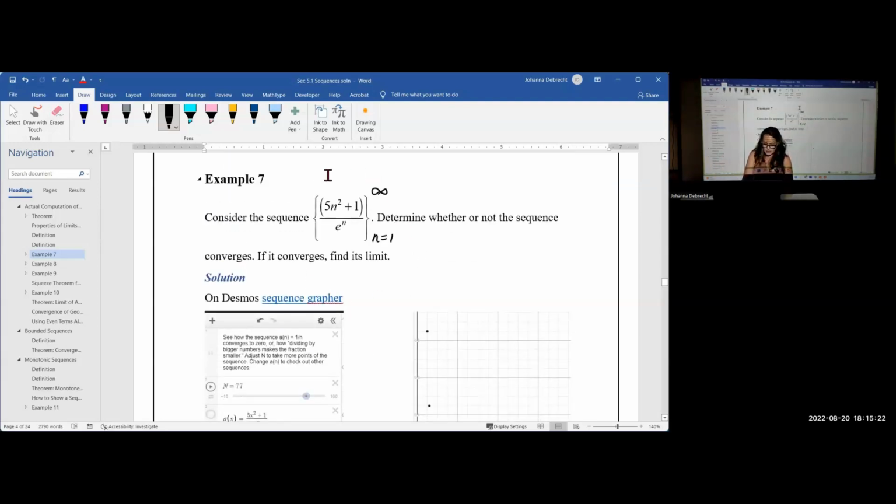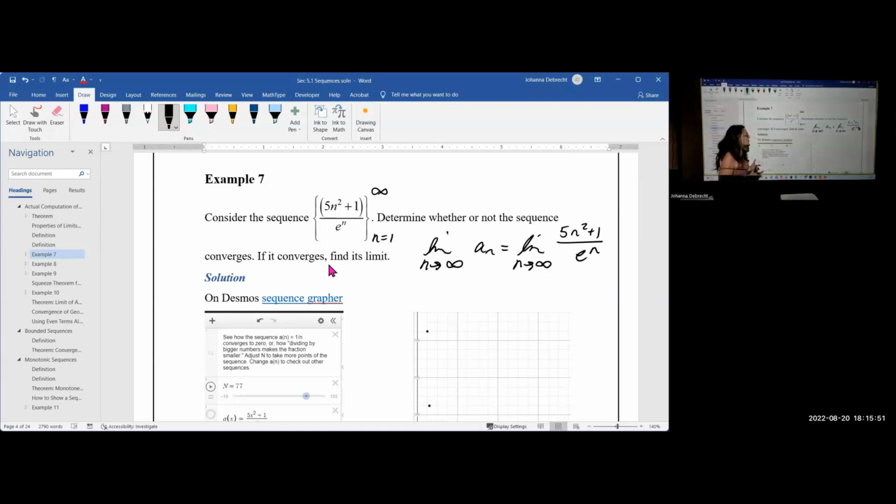Let's take a look at this part right here. When we're looking at this part right here, what we want to do, of course, is take the limit of the explicit formula. So we're going to take the limit of a sub n, which is the formula in the middle, as n goes to infinity. So the limit of a sub n becomes the limit as n goes to infinity of 5n squared plus 1 over e to the n.